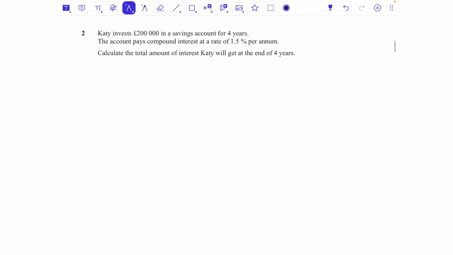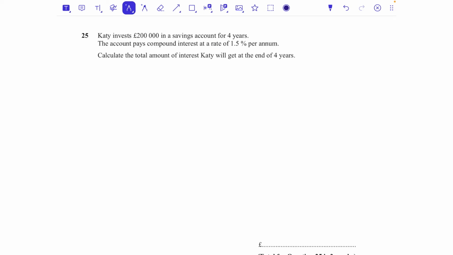Question number 2, and we've got compound interest. Katie invests £200,000 in a savings account for 4 years. The account pays compound interest at a rate of 1.5% per annum. Calculate the total amount of interest Katie will get at the end of the 4 years. So compound interest normally comes up more on the higher paper, but it is on foundation here. We've got 200,000 in a savings account for 4 years.